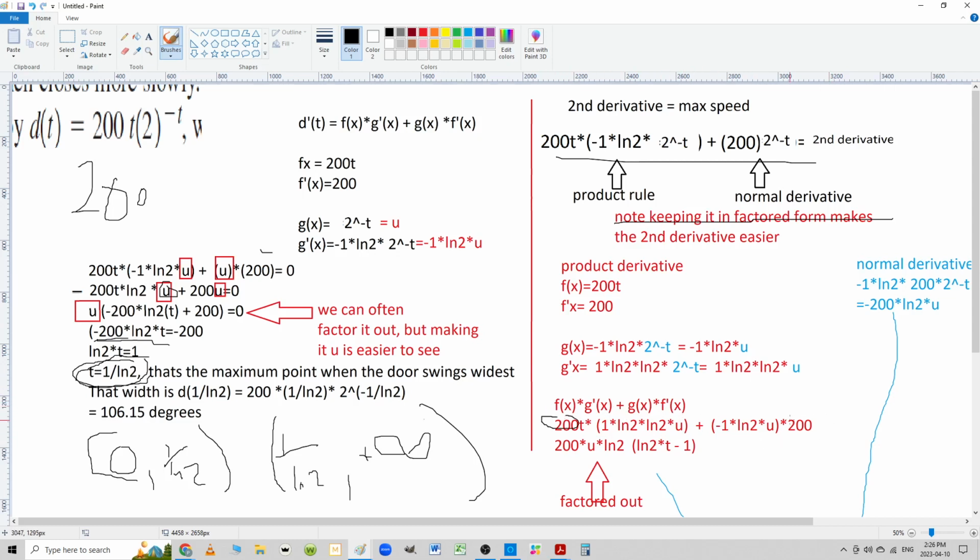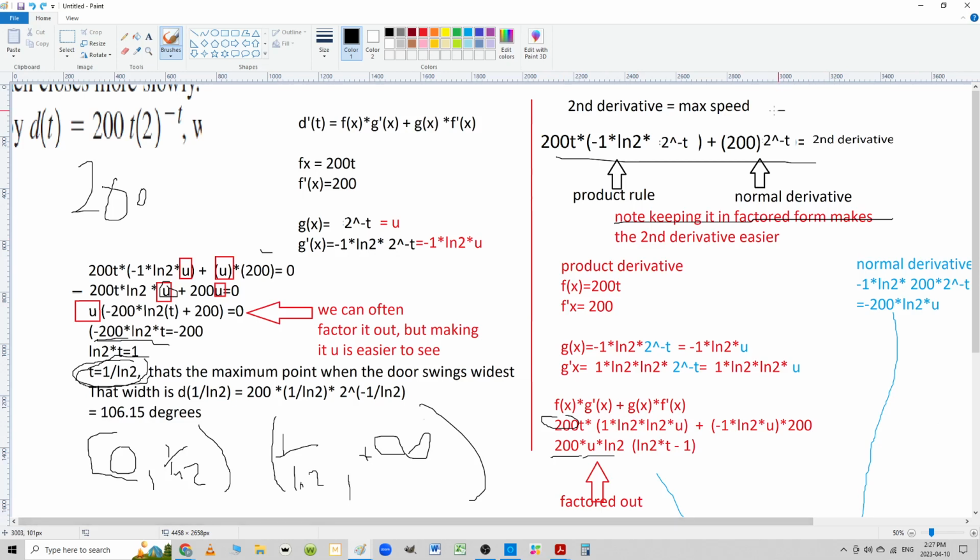That's because I got a 200 here, a 200 here. I got a ln 2 here, a ln 2 here. I got a u here and a u here, plus in between. So I factored out a 200, a u, and a ln 2. When I factor that out from here, I'm left with ln 2 times t. When I factor all that out from here, I'm left with minus 1. That's the only thing that's left because that's gone, and that's gone, and that's gone. So I get ln 2. Now, I can't set this to equal 0 because I'm adding it to this. So we'll just leave it like that. We just left it as a factored form, okay?